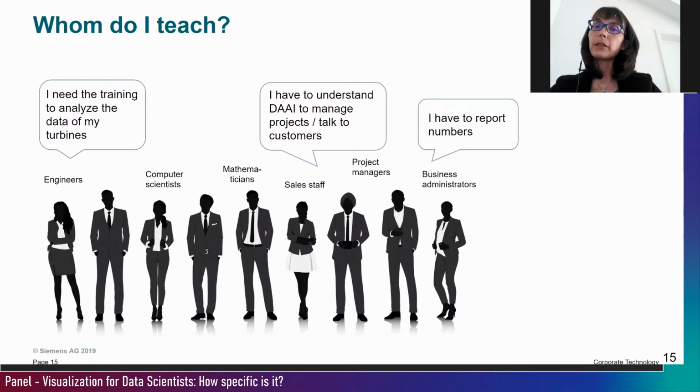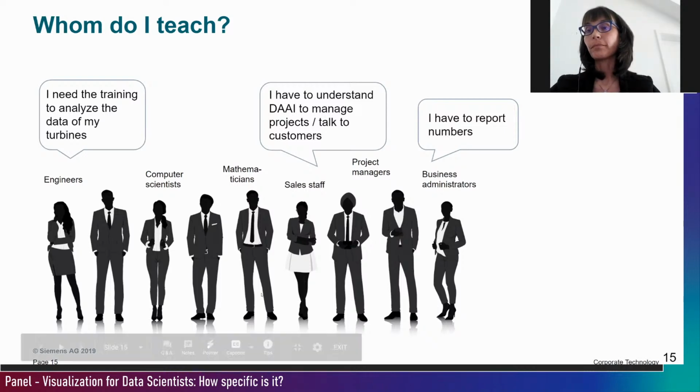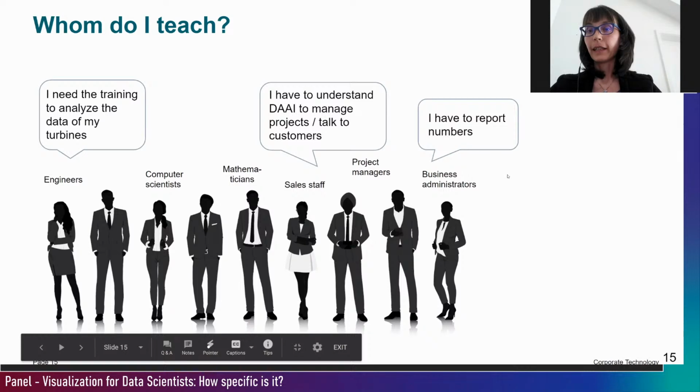And what is, for me, a distinguishing factor to classes that you may have in university is that our participants usually have quite a clear goal that they want to achieve with the training. So, for example, they may say that they need the training to analyze the data of turbines, or they know that they have to understand data analytics and artificial intelligence better to manage their projects or to talk to customers. Or maybe they have to report some numbers and want to become more efficient in that.